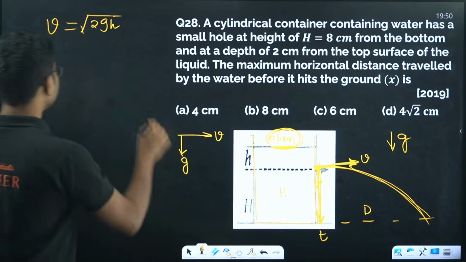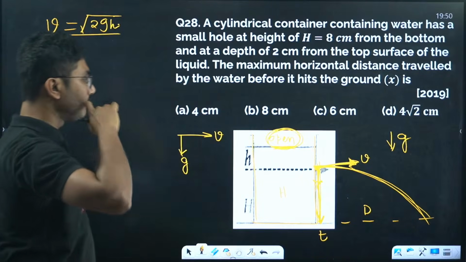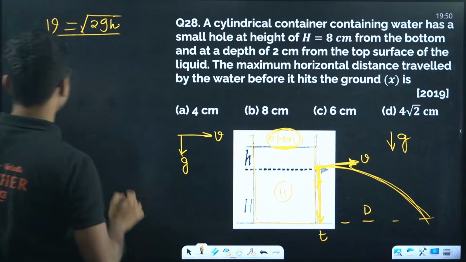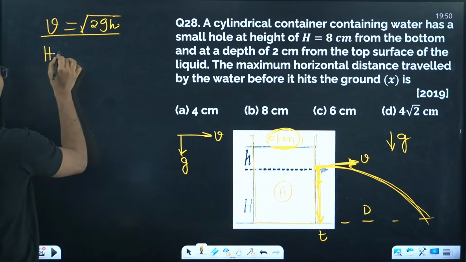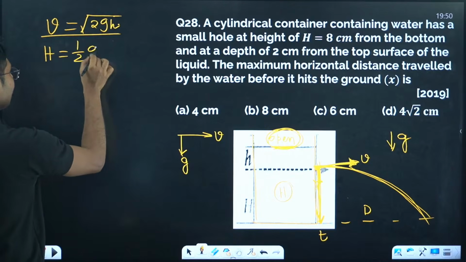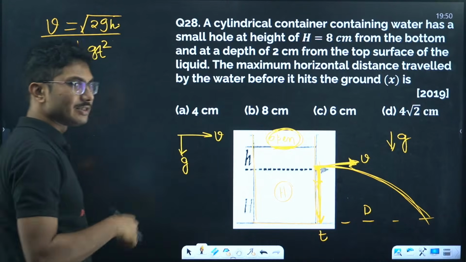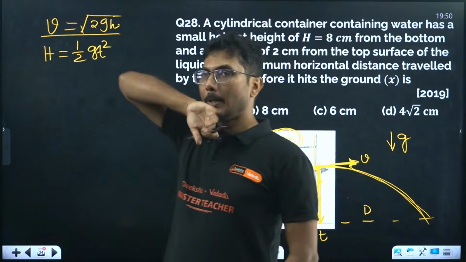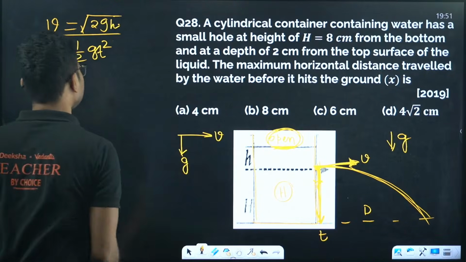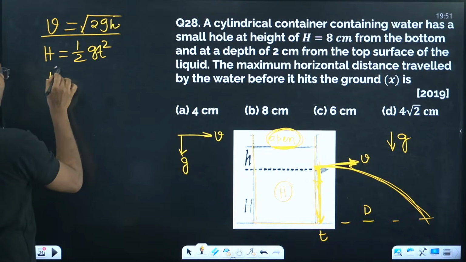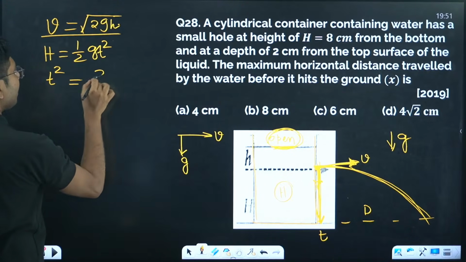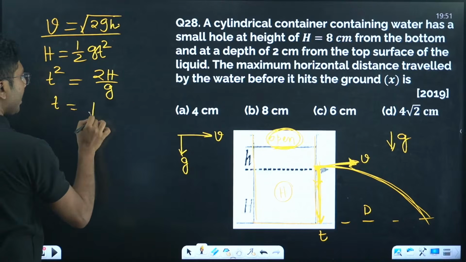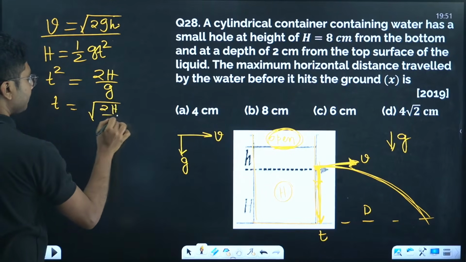Okay, so this is depth based formula. For this one we need to use the height. Okay, how to calculate that? We know that distance traveled is given by half gt square, because initial velocity is 0. ut plus half at square. U is 0, so the distance traveled is half gt square. So from here we can calculate time. Time will be 2h by g. Again time is square root of 2h by g.